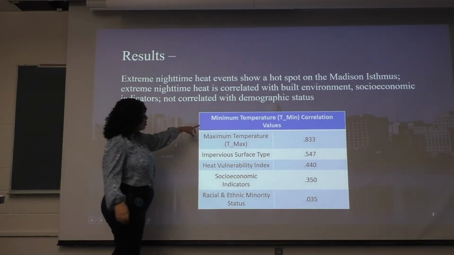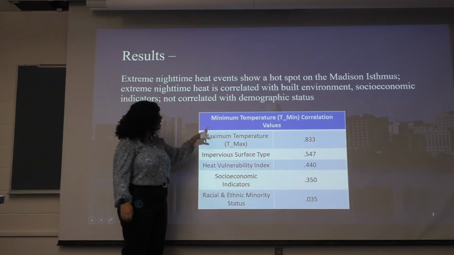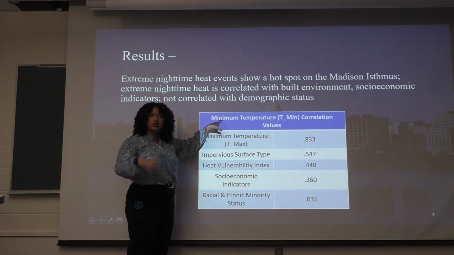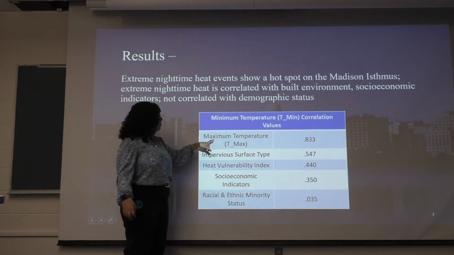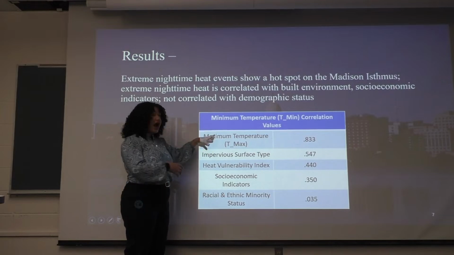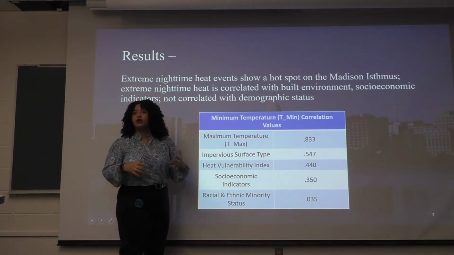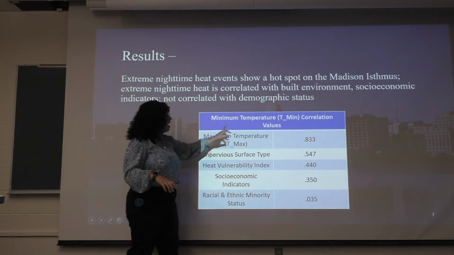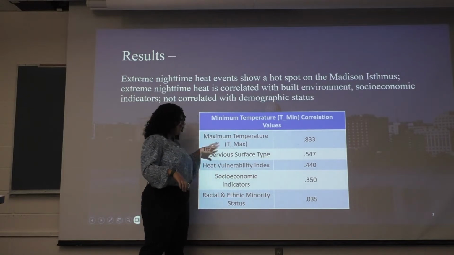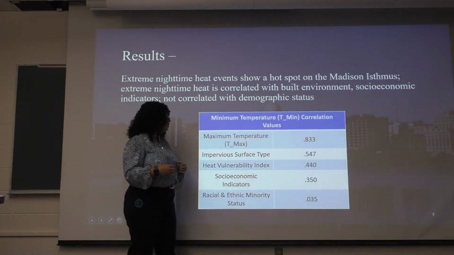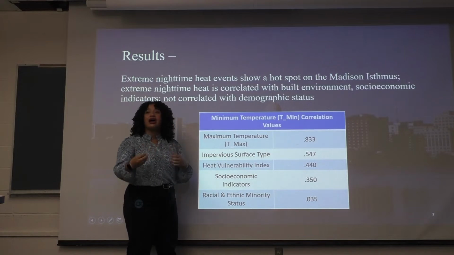So this is a table that shows the correlation values. Again, they're correlated with the minimum temperature, that spatial distribution. And we found that areas that are experiencing high highs are also experiencing high lows, so they're not receiving any relief. That's a very strong correlation value. And then it goes with impervious surfaces, again, very strongly correlated with areas that are highly urbanized.